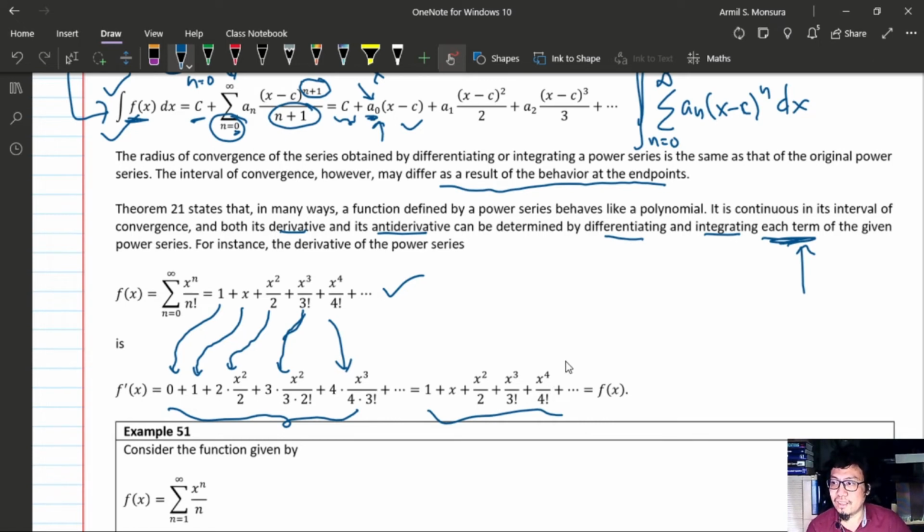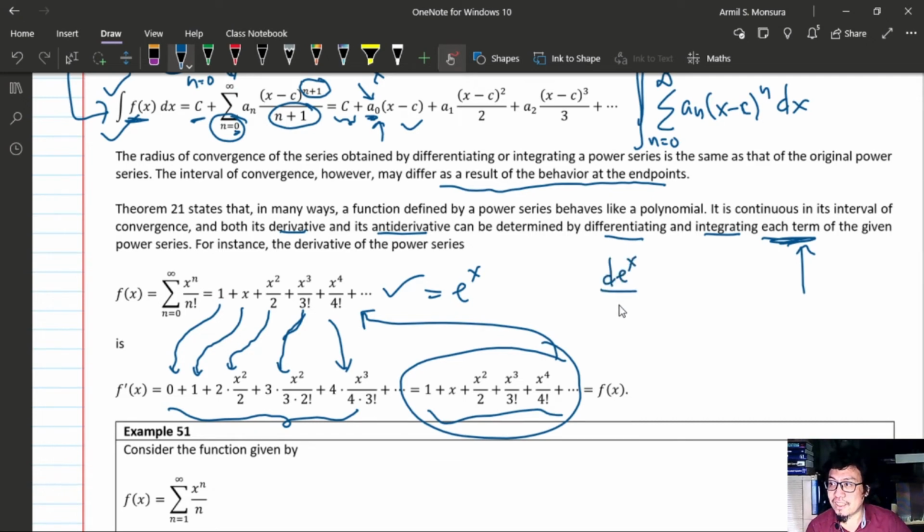Now, what do we get? Observe this and this. They are the same. And if you take note, this is actually a power series that represents e raised to x. So what does this imply? It implies that whether you get the derivative of e raised to x as a function or as a power series, the results are the same.